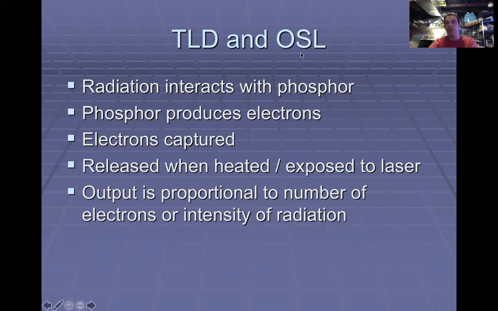For an OSL, you wear it, send it back to the vendor, they shine a laser at it, there's an output of light, and the magnitude of that light dictates the dose that you received. So they behave in much the same way. TLDs can be physically smaller. So you'll see on the ring dosimeters that we hand out, they're actually TLDs, and the whole body dosimeters we hand out are OSLs. So that's how they work.